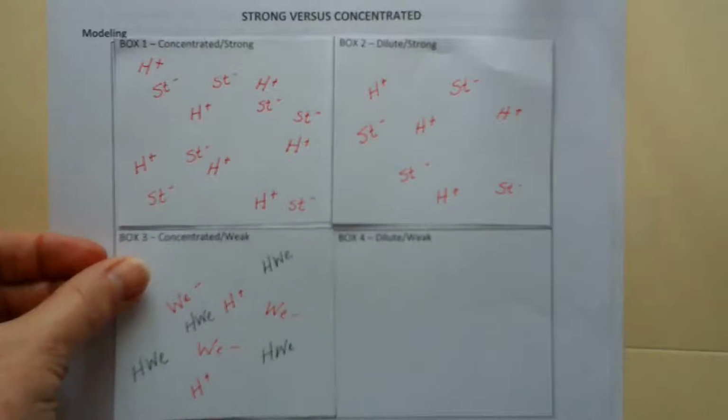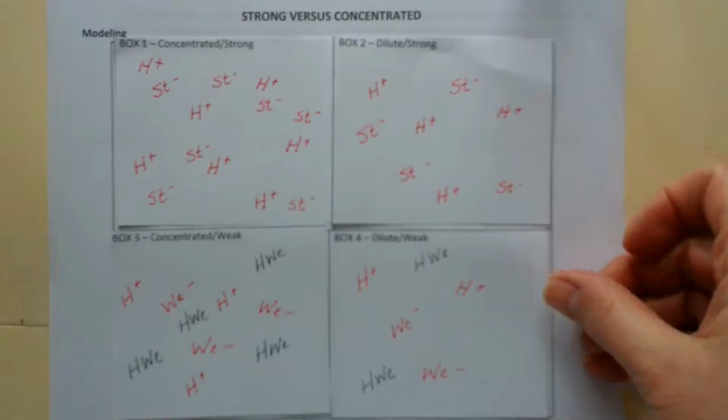In box 3 and 4, we're going to talk about weak, which means they don't ionize completely. But in box 3, it's concentrated. So again, if box 1 has 7 things in it, box 3, which is also concentrated, has 7 things in it as well. But since it's weak, only some of the acid molecules break into ions. In this case, I've had 3 of them break into ions, and 4 of them did not.